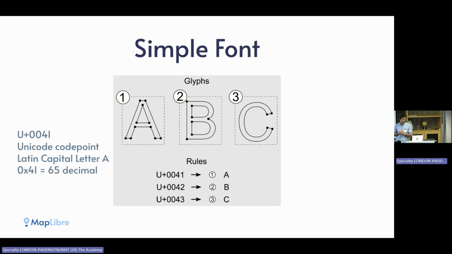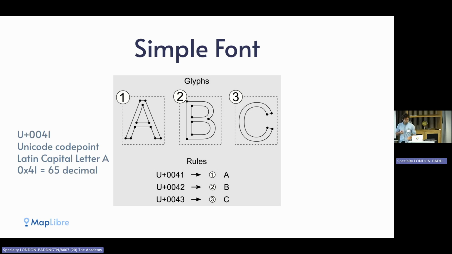Here, this U+ thing means it's a Unicode code point, and it's in hexadecimal format. So 41 hexadecimal is 65, which is the ASCII capital letter A, right? And this font is very simple. It just has 3 glyphs, and it supports 3 input code points. Each time you get one of those, you just output it, just a 1-to-1 thing. So that's maybe the simplest font we can pick.